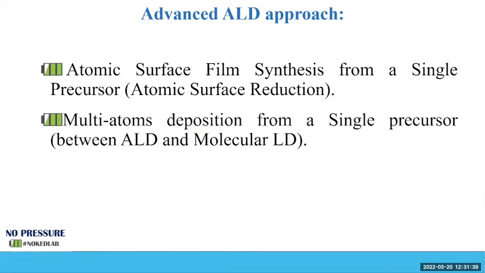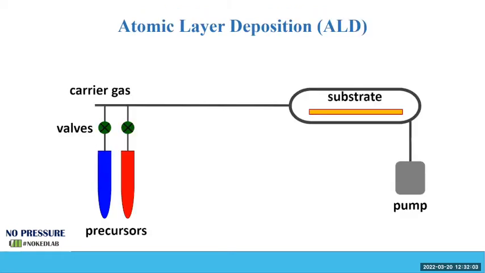So I'm going to show you today a few approaches we are doing in my lab for atomic layer deposition. One is atomic surface reduction, a self-limiting process with only a single precursor. I will also speak on multi-atom deposition from a single precursor, meaning in a single precursor we can now put a few elements of choice, just to have a short process with the desired functionality and composition.